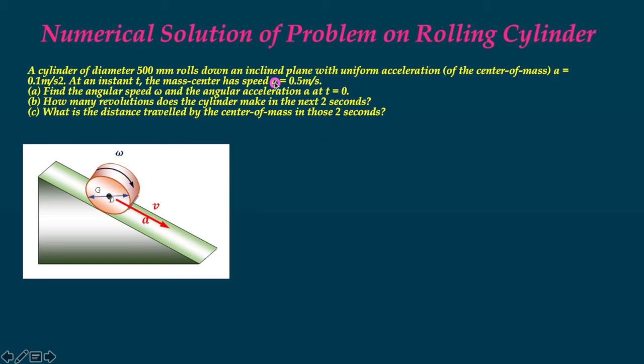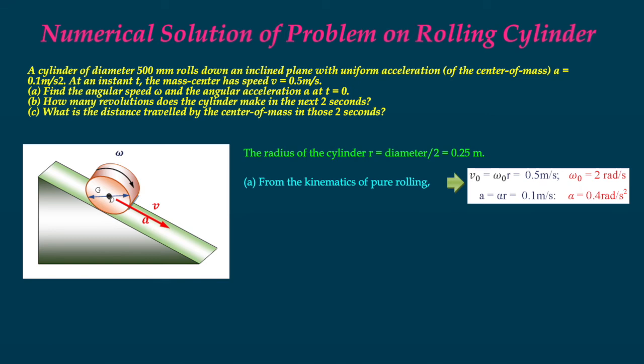Initially means when the value of v is this and acceleration is this, and after that instant the absolute velocity and acceleration will change, as well as the angular acceleration. Now within a time period of 2 seconds, how many revolutions will it complete, and what is the total distance traveled by the mass center G. So all these we need to find out. As usual, we will start with the given data. The diameter of the cylinder is given.